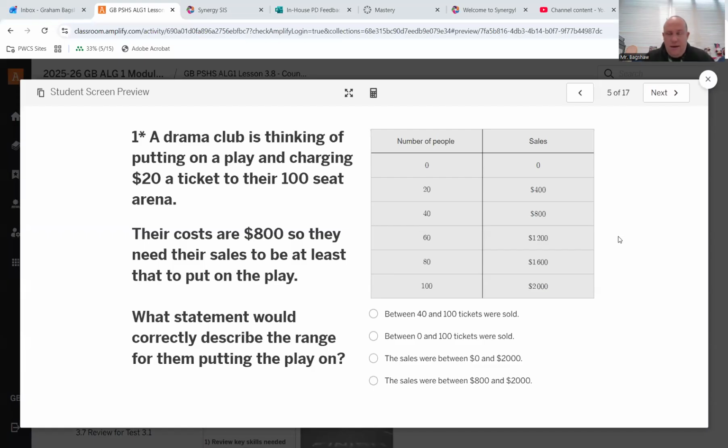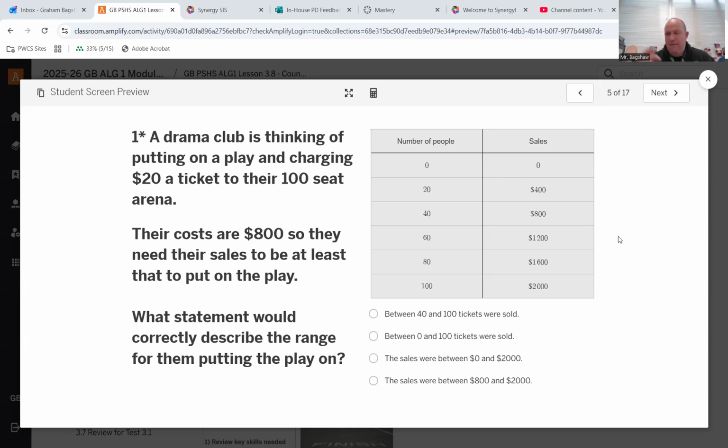All right, this is the first part of the Module 3 county test. We've got quite a few word problems, so let's just read through this to begin with. A drama club is thinking of putting on a play and charging $20 a ticket to their 100-seat arena. Their costs are $800, so they need their sales to be at least that to put on the play.